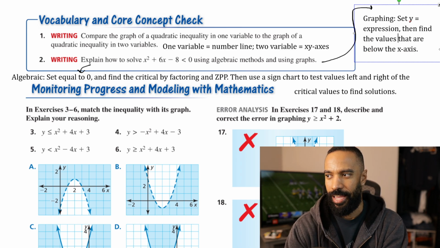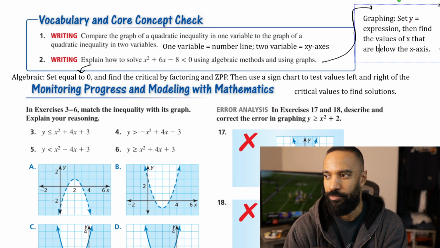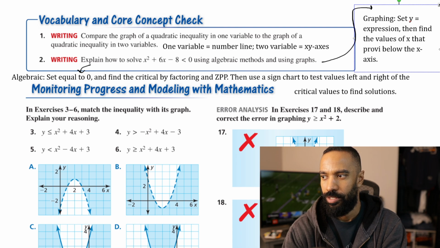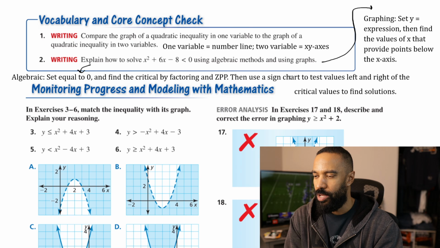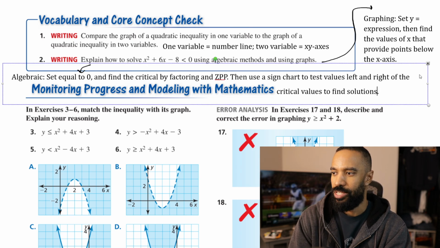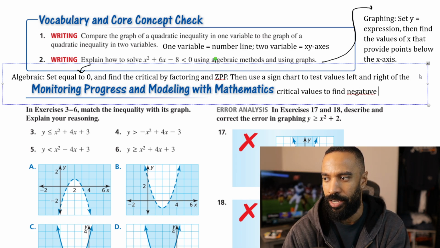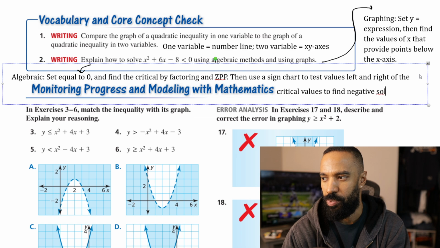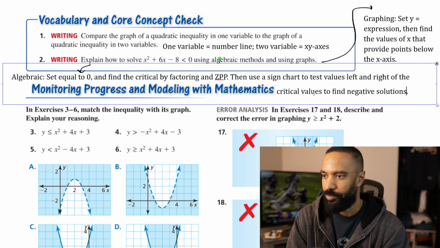Values of x that provide y values, points below the x-axis. Okay, now for this one, use a sign chart to test values left and right of the critical values to find solutions that are less than 0. Negative solutions, that's all I wanted, because this is specific to this actual inequality, and that one says a negative.